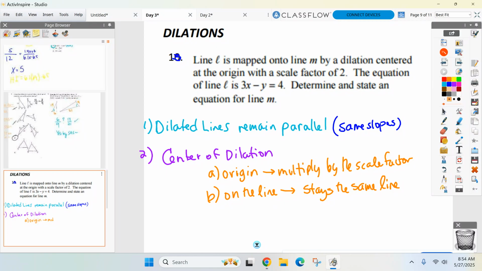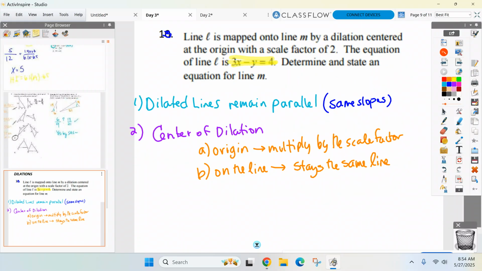All right, now let's hop back to number 13. Here's what we're doing. We're taking this line L, and we're going to dilate it by 2 around the origin. It's not getting bigger or smaller, but it is going to move. It is going to remain parallel, which means the slopes are still going to stay the same. So hopefully you can tell me what the slope of this line is after a few adjustments. I will let you work on that part on your own.